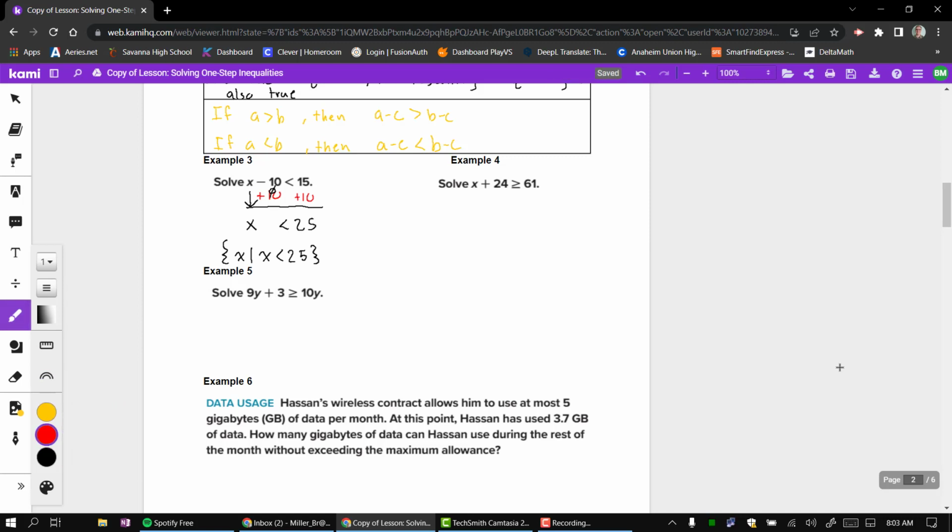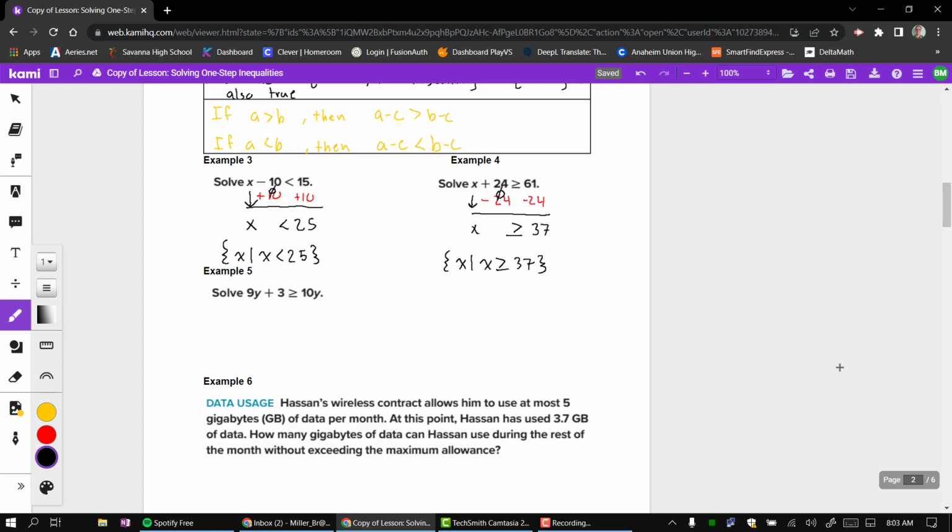So I have x plus 24, so I'm going to subtract 24 from both sides. So here I added, I used the addition. Here I'm using subtraction. I'm not doing anything to the x, so I'm just going to drop that down. This gives me a 0 right here. 61 minus 24 is 37. So x is going to be greater than or equal to. So if we put this into set notation, all values of x such that x is greater than or equal to 37.